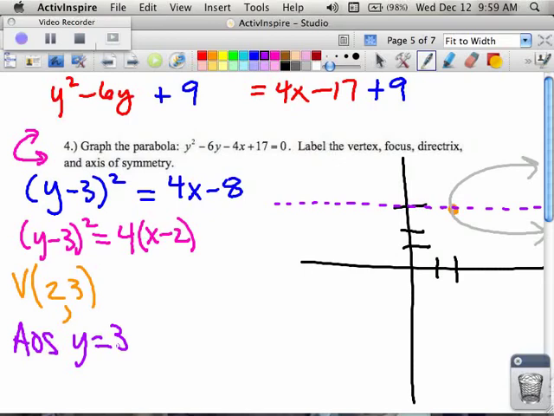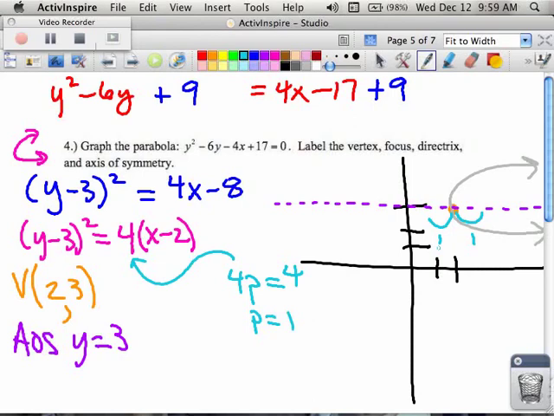After I find my vertex and my axis of symmetry, the next thing that I do is I find my p-value. I know that I always have 4p because it's in the formula, and it's always equal to the number that's in front of the non-squared parentheses. So in this case, 4p is 4. If I solve that equation, I find out that my p is 1. That means that I will travel 1 unit inside and 1 unit outside to find my focus and my directrix.